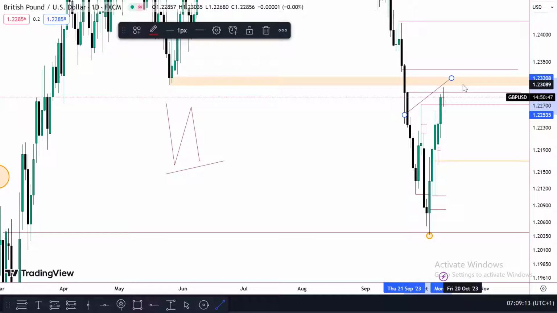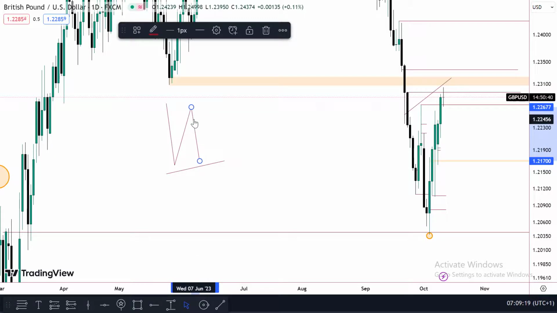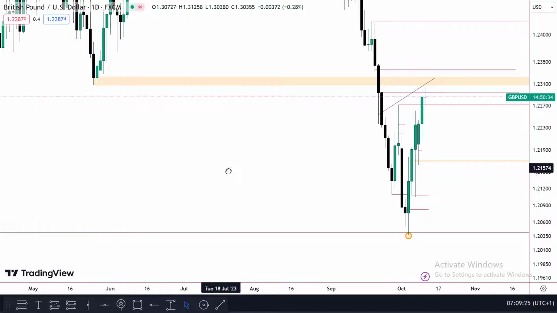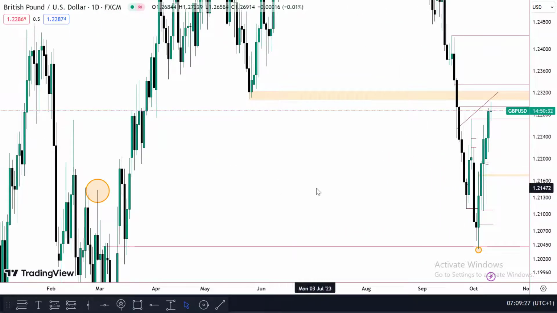So we'd like to see more confirmations on the lower time frame, the 1 hour time frame. Once it gives us a shift of market structure bearish, we'd like to short GBPUSD while we are buying the dollar into the drawn liquidity that we outlined on the daily time frame.